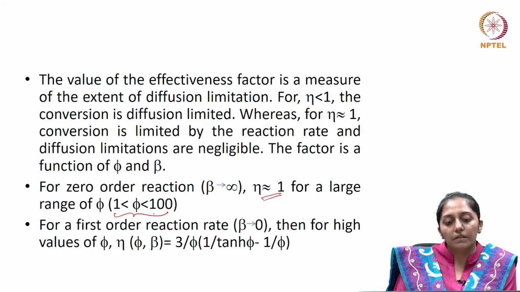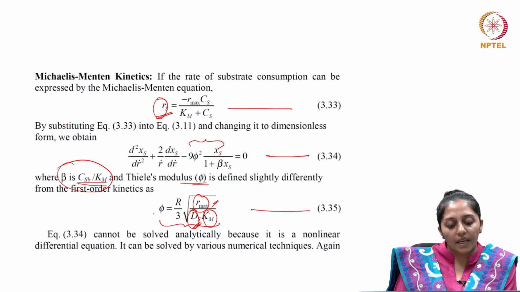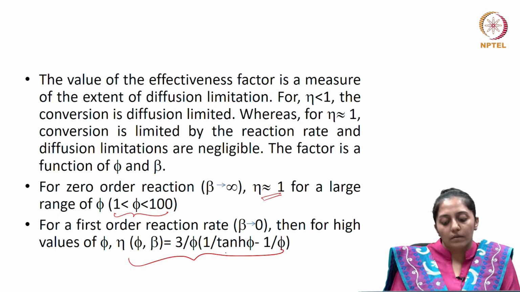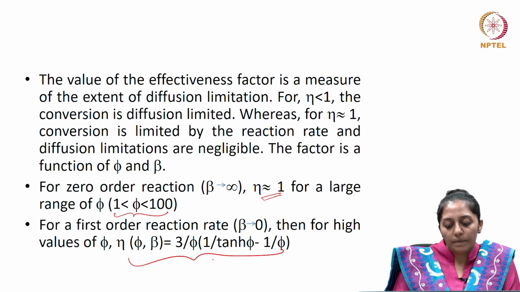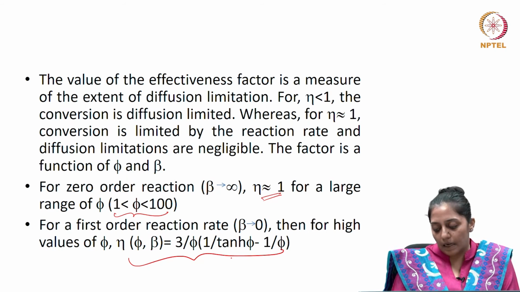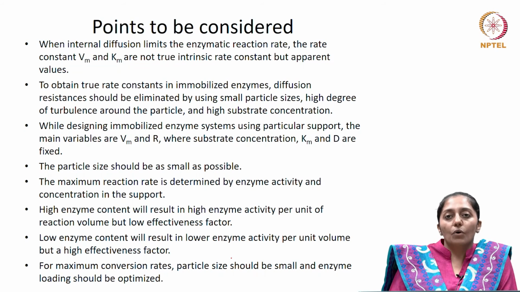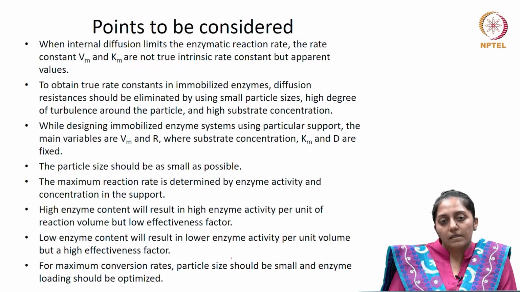Now let us take the case for the first order reaction rate. So for the first order reaction rate, beta tends to 0. So your beta was CSB by Km. So beta is tending to 0 here. For high values of phi, your eta can be given as a function of hyperbolic functions of phi, and beta is a very small value. So now let us see how we can use all this information in a practical scenario.